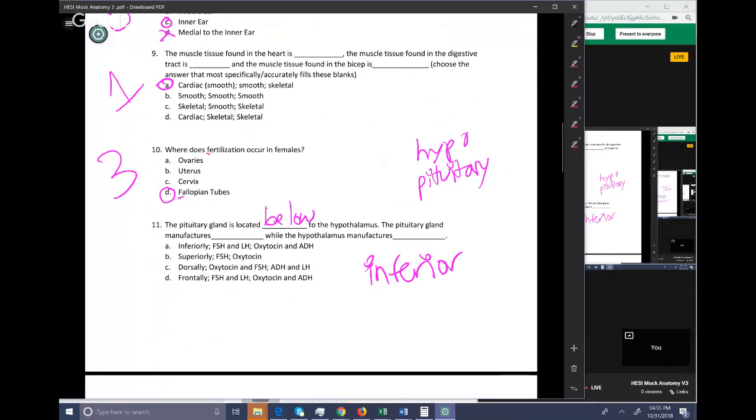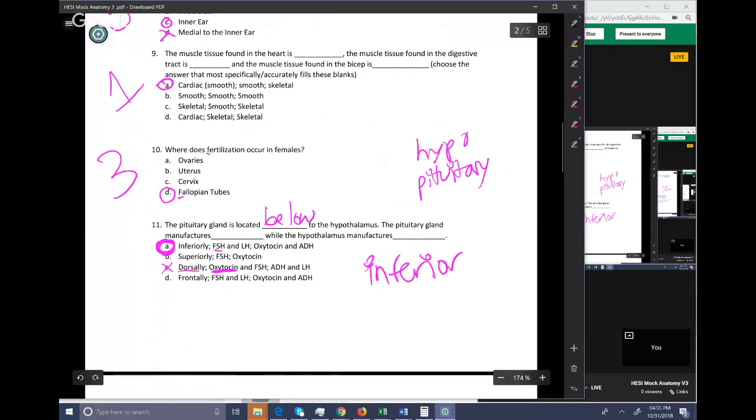All you're trying to do is eliminate things that are incorrect. That's all you need to do. So like I know that oxytocin is released by the hypothalamus. So I could get rid of C because we have that wrong. I can also get rid of C because of dorsal. So since I chose inferior first and I looked at the locations first, that takes care of everything.